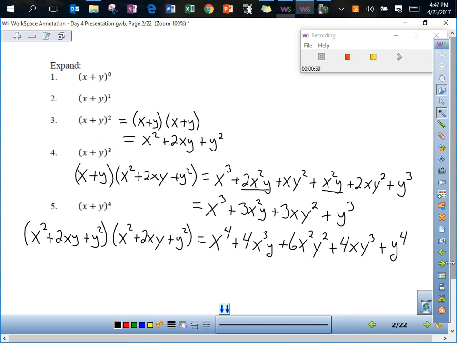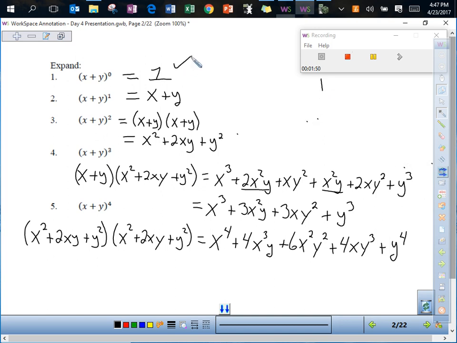I've already done some of the others just to speed things up, but look at x plus y to the 0. Remember guys, anything to the 0 power is always 1. What I'm focusing on is the coefficients today. If I look at x plus y to the first, I'm going to get x plus y. But what I want you to do is look at the coefficients as I go. The coefficient for this first one was just 1.